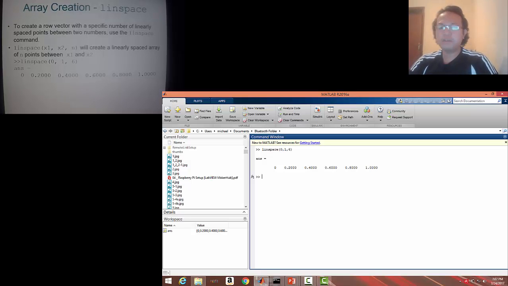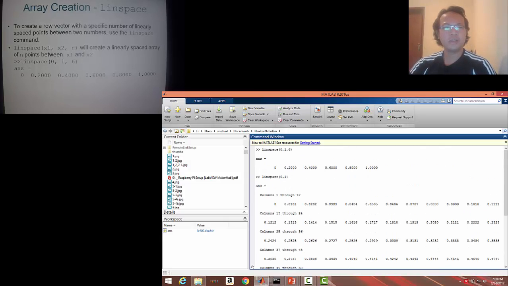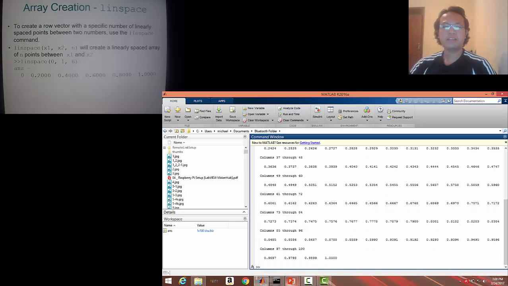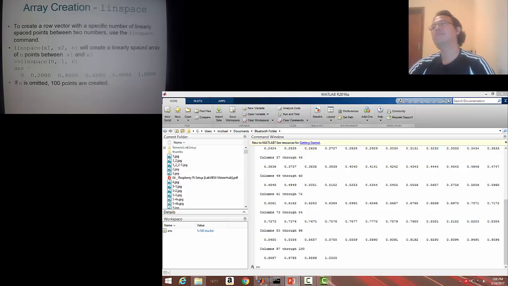If you forgot to write the number of points, the default is 100. So from 0 to 1 there will be 100 points, and that's around 0.01 each. So 0, 0.01, 0.02, 0.03, something like this. Okay, so we will look at the slide. Okay, 100 points are created. That is the default. And if you want to create a column, because this is a row vector, you can transpose it just like what I told you a while ago.